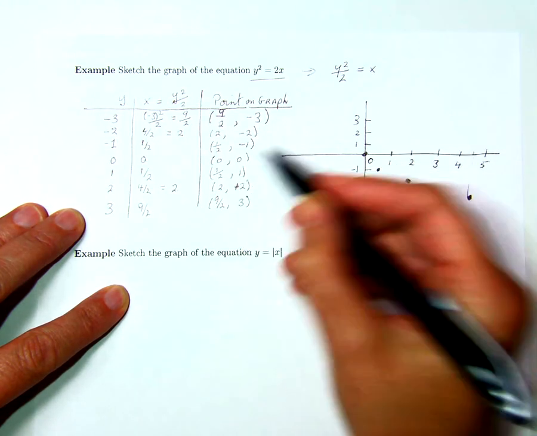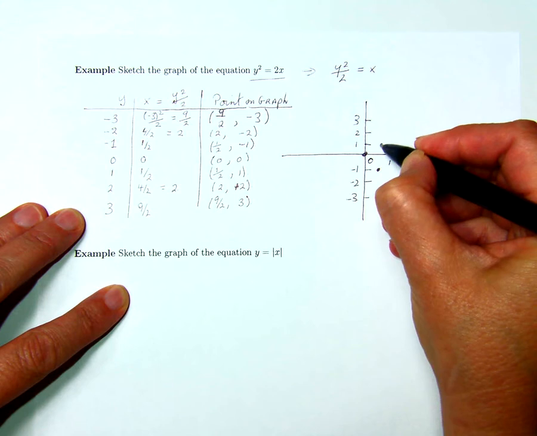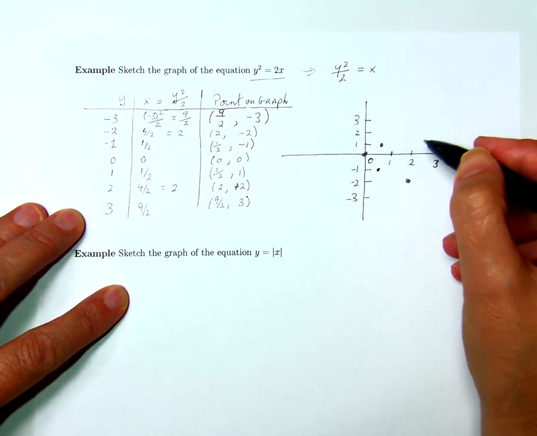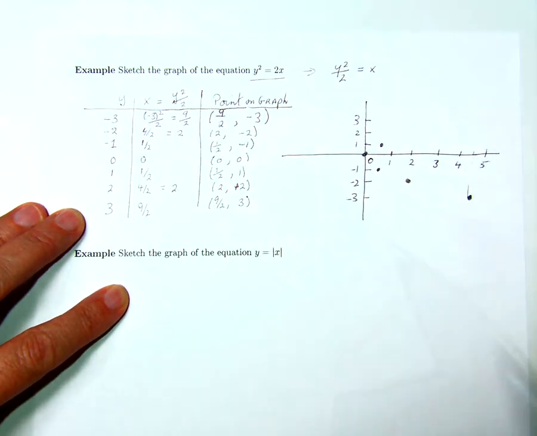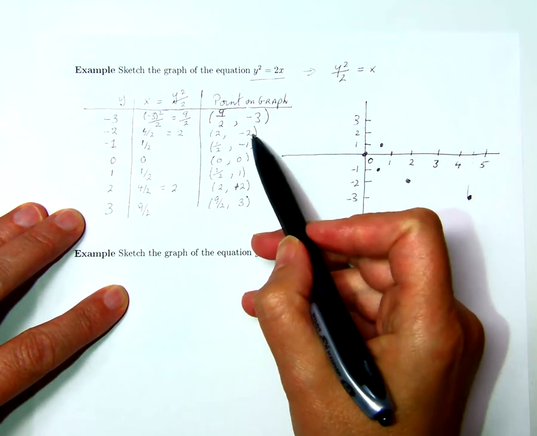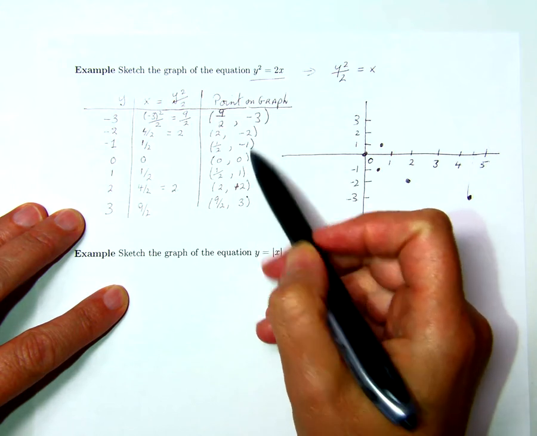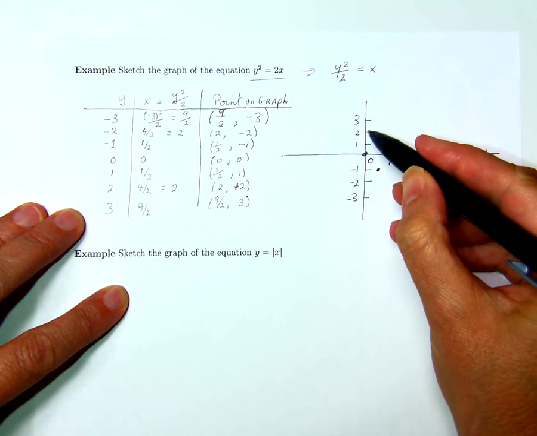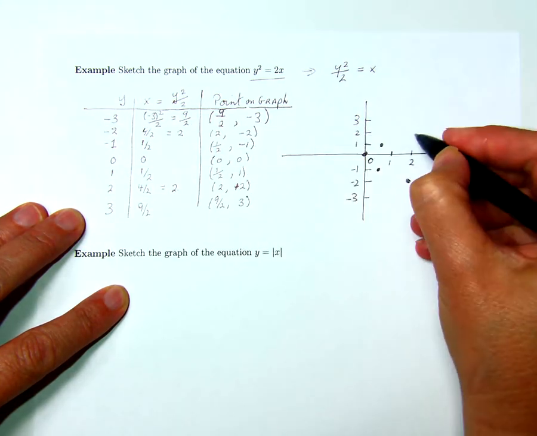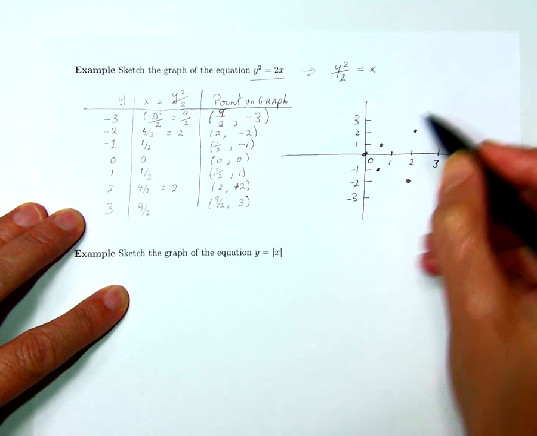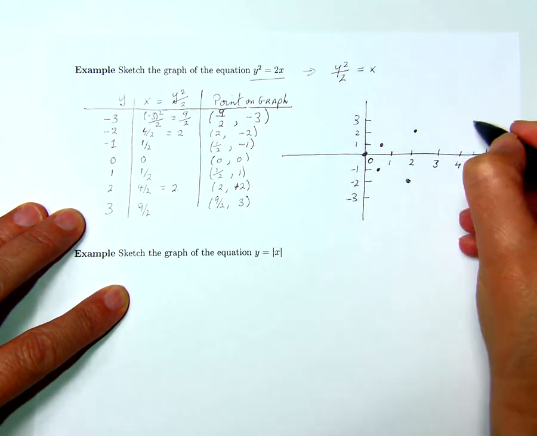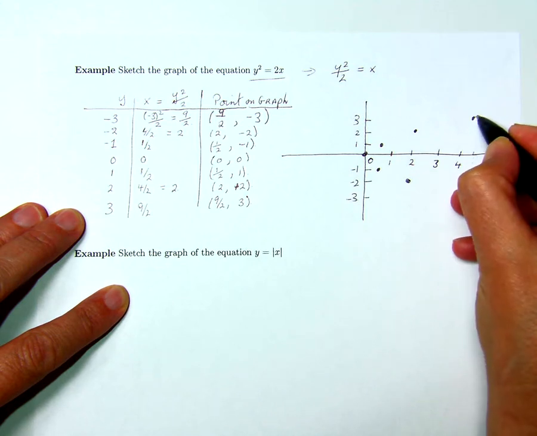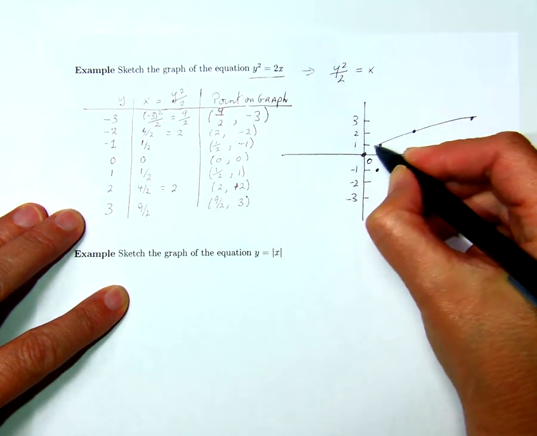When y is 1, x equals 1/2 is here, and we see some symmetry here, which agrees with what we have noted, that for the corresponding negative y value, you get the same value for x. And for y equals 2, we get x is 2, the point (2, 2) is on the graph, and also the point (9/2, 3). When y is 3, x is 9 over 2. And so we're going to join these dots here, and we get this nice parabola.